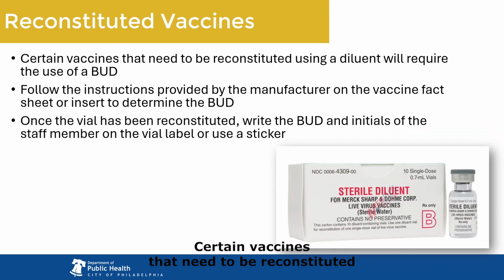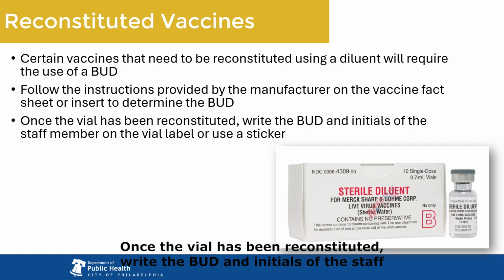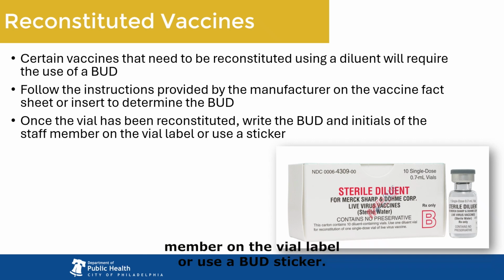Certain vaccines that need to be reconstituted using a diluent will require the use of a BUD. You'll follow the instructions provided by the manufacturer on the vaccine fact sheet or insert to determine the BUD. Once the vial has been reconstituted, write the BUD and initials of the staff member on the vial label or use a BUD sticker.